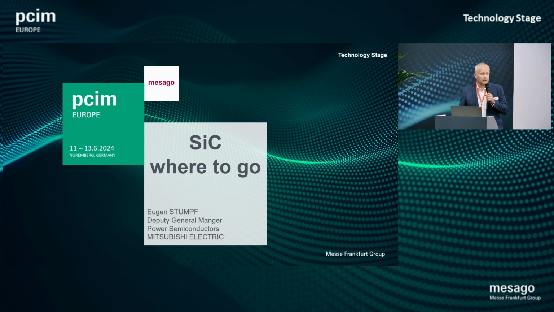Konnichiwa, and welcome to a short introduction from Mitsubishi Electric. My name is Eugen Stumpf, and the topic is silicon carbide, where to go. This is a statement, not a question, because where to go is clear. First of all, we have to reduce cost. And second, we have to talk about reliability, because reliability is today the main hesitation factor for using silicon carbide.